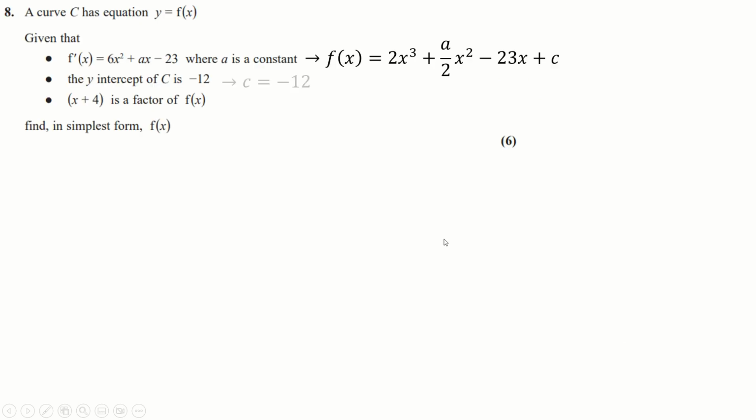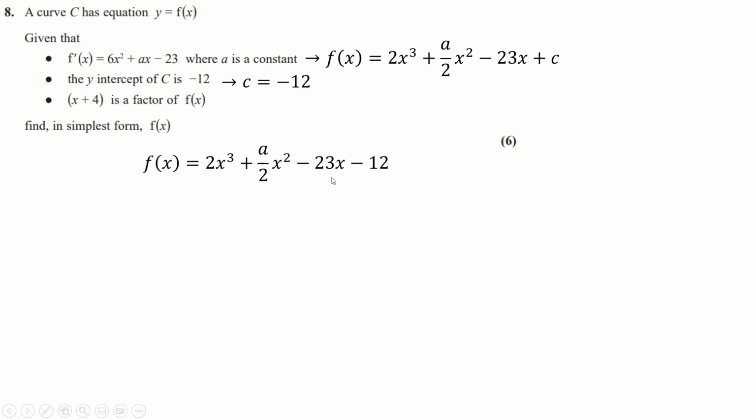Question 8 then. So f dashed of x is this. So let's just integrate and we get this. So raise the power, divide by 3, raise the power, divide by 2. Remember the plus c, do not forget the plus c, of course. The y-intercept of this is minus 12. Now, that just means this number is minus 12, so that's very helpful.